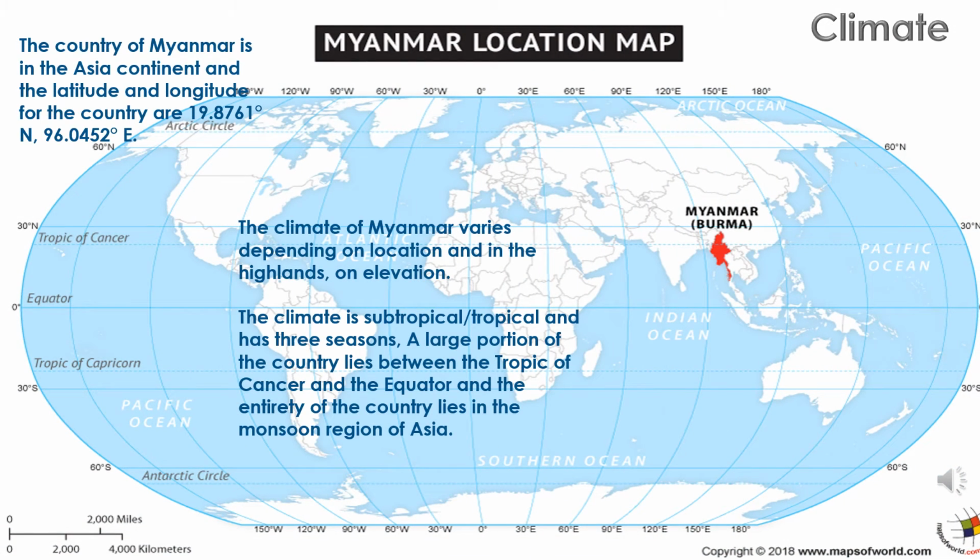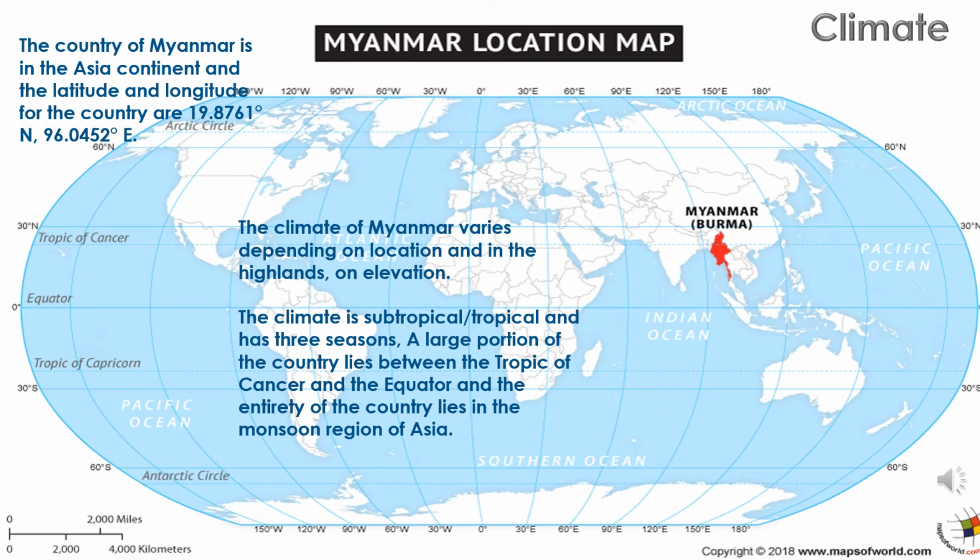Now we'll talk about the climate. The country of Myanmar is in the Asia continent, and the latitude and longitude for the country are 19° north and 96° east.